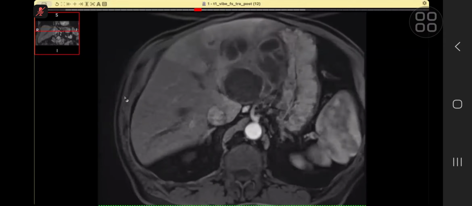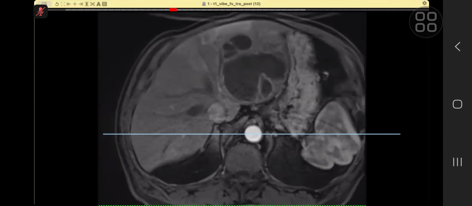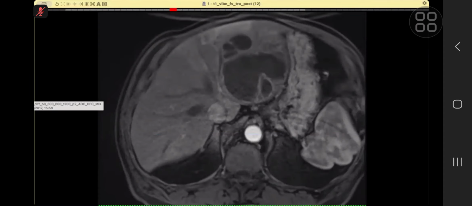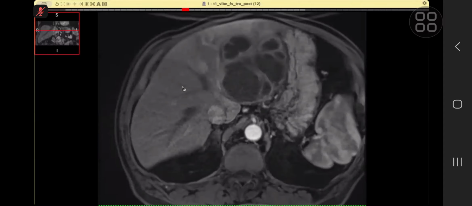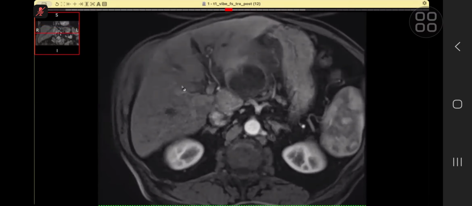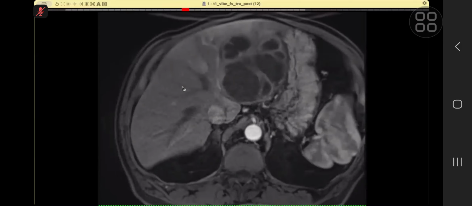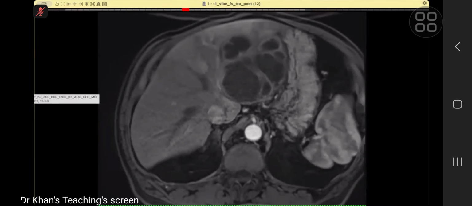So what is your final differential for this? Still, I'm thinking of infective etiology, likely an abscess. Anything which can confirm this diagnosis for you on this MR? Maybe a delayed or portovenous phase of MRI.